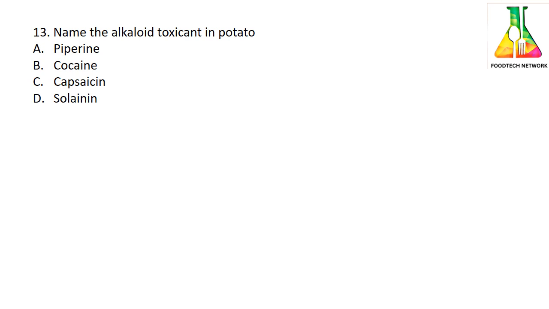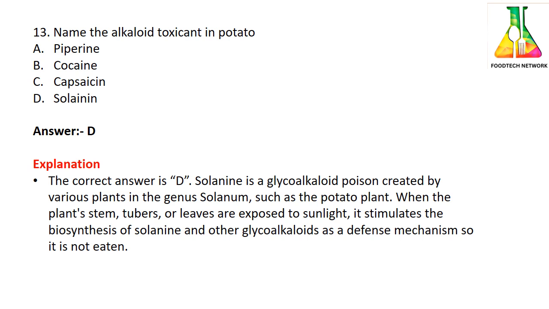Name the alkaloid toxicant in a potato. Option A piperine, option B cocaine, option C capsaicin, option D solanine. So it is option D, that is solanine. Solanine is a glycoalkaloid poison created by various plants in the genus Solanum, such as the potato plant. When the plant's stem, tubers, and leaves are exposed to sunlight, it stimulates the biosynthesis of solanine and other glycoalkaloids as a defense mechanism, so it is not eaten.